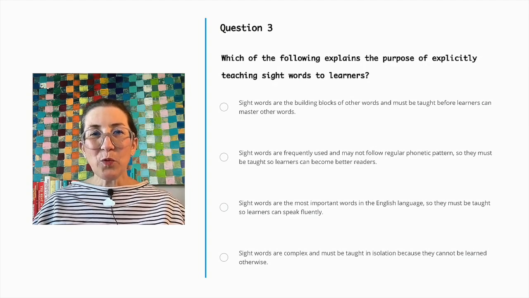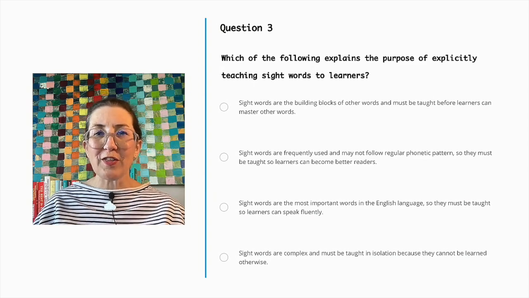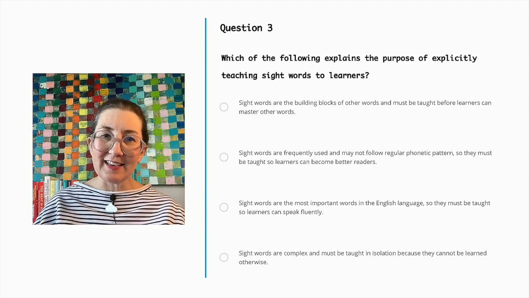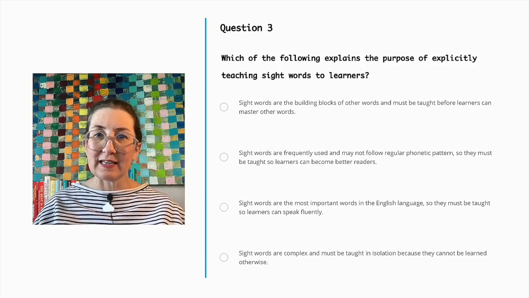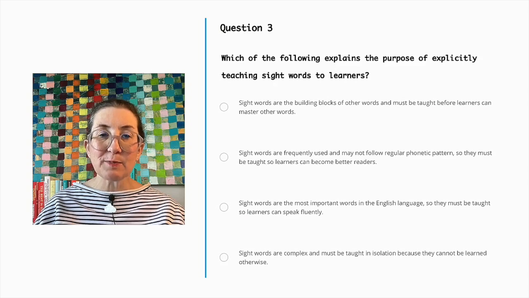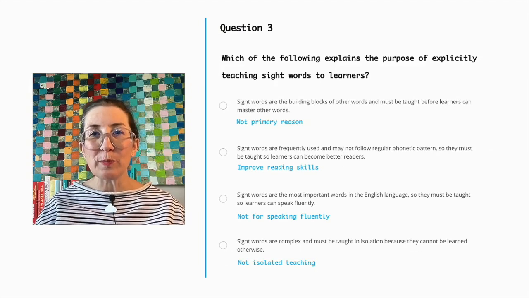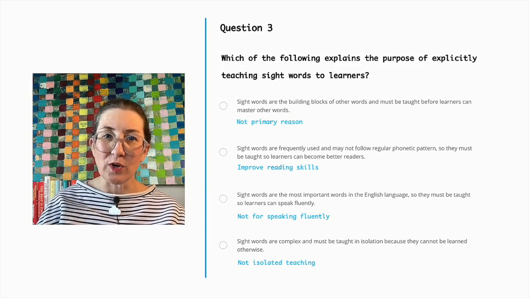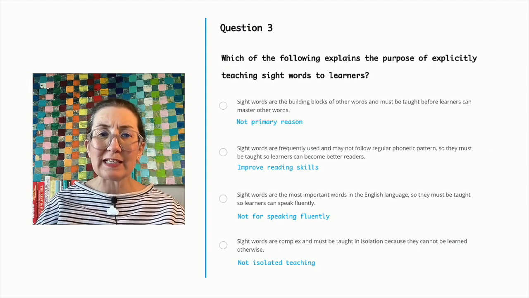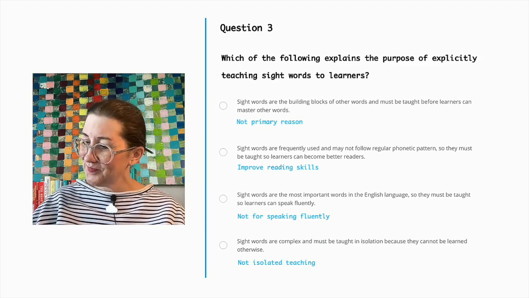Sight words are not necessarily the building blocks of other words, nor are they the most important words in the English language for speaking fluently. The complexity of sight words does not mean they must be taught in isolation. The correct explanation for the purpose of explicitly teaching sight words is that sight words are frequently used and may not follow regular phonemic patterns, so they must be taught to help learners become better readers.